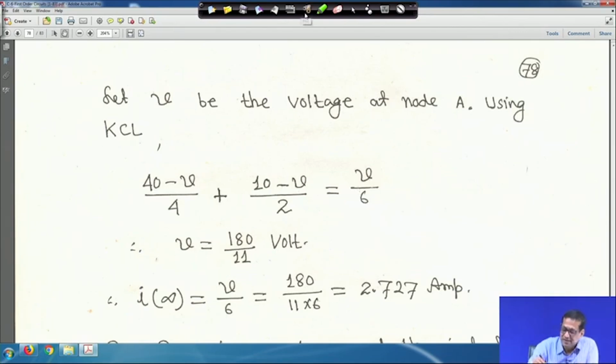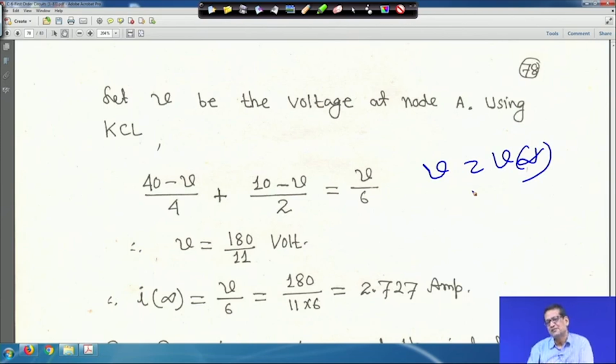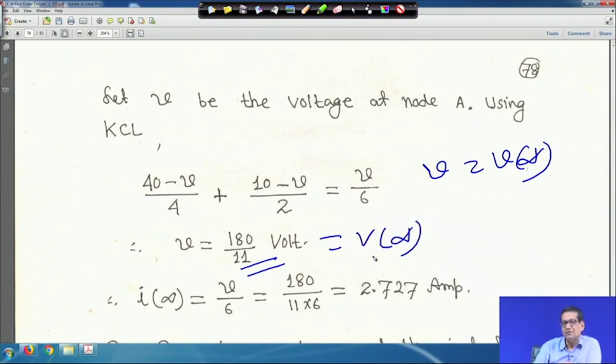So, let me tell you once again, this V is nothing but V infinity, the steady state when the inductor is acting as a short circuit. If you solve this, V infinity is 180 upon 11 volt. In this case I infinity will be V by 6, because across that 6 ohm resistance we got this V infinity from nodal analysis. So it is 180 upon 11 into 6, that is 2.727 ampere.